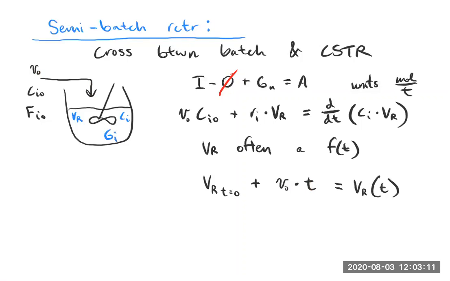And what that means, in the case of a semi-batch system, is you've got two differential equations that are coupled. So you've got your differential equation here for your generalized balance, and then you've got one that represents how your volume might be changing.